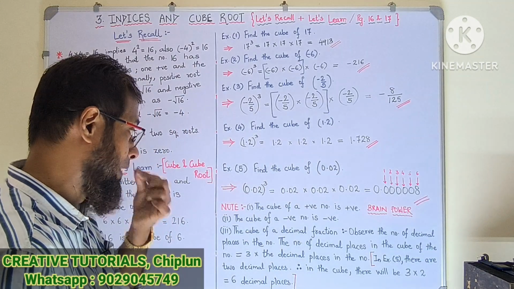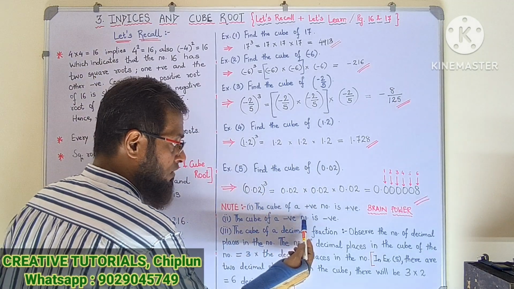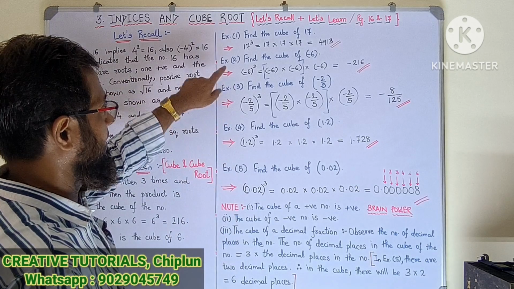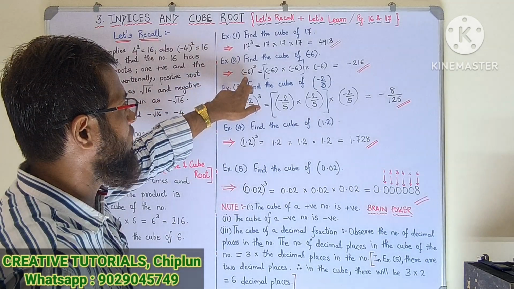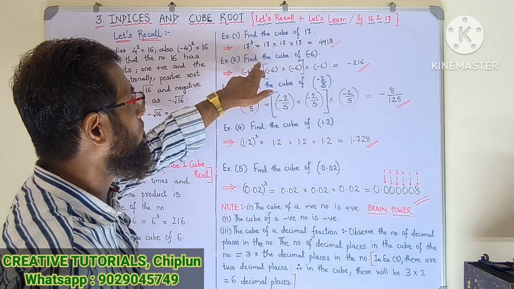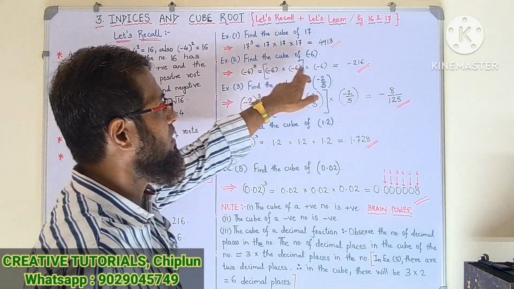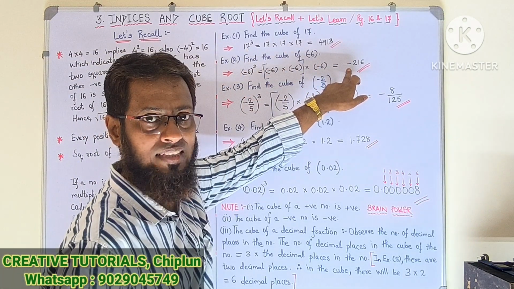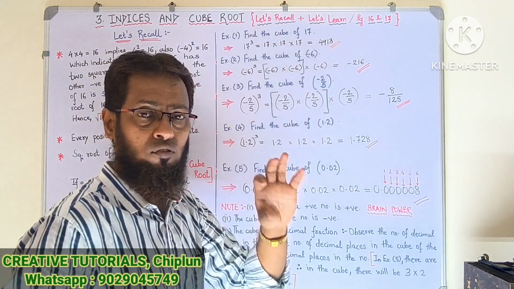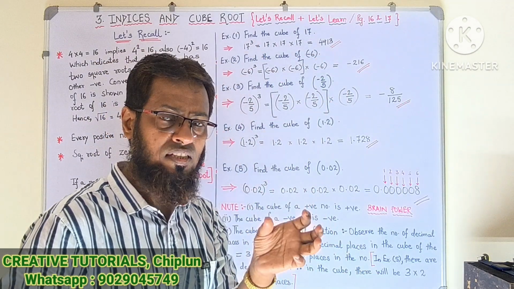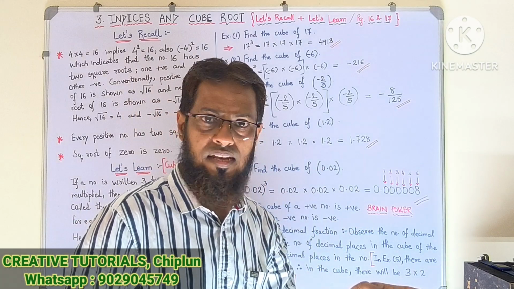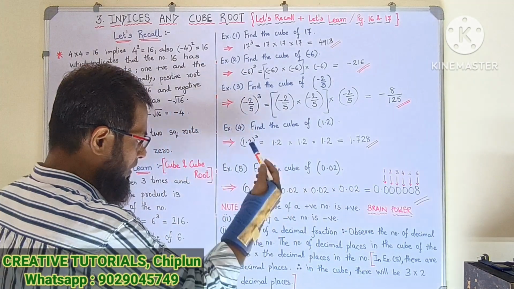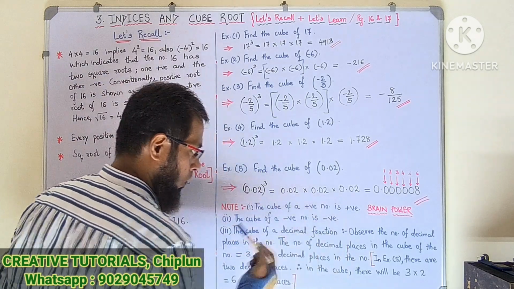The second thing we learned is that the cube of a negative number is negative. See the second example, and you can see the third example also here. This is a negative number and we are taking the cube of this negative number. So the answer always comes negative. That means from this example we learn that whenever we take the cube of a negative number, the answer always comes negative. Okay, so with this we have studied the second rule also.